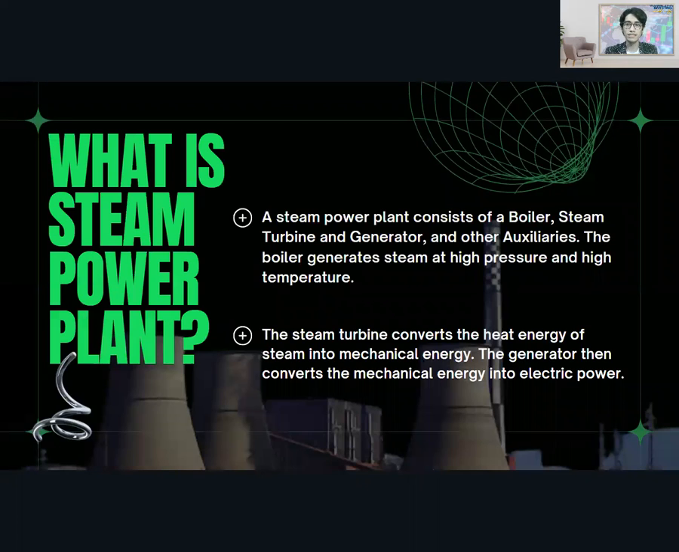A steam power plant consists of a boiler, steam turbine and generator, and other auxiliaries. The boiler generates steam at high pressure and high temperature. That's the purpose of the boiler in a steam power plant. The steam turbine converts the heat energy of the steam into mechanical energy. The generator then converts the mechanical energy into electrical power.